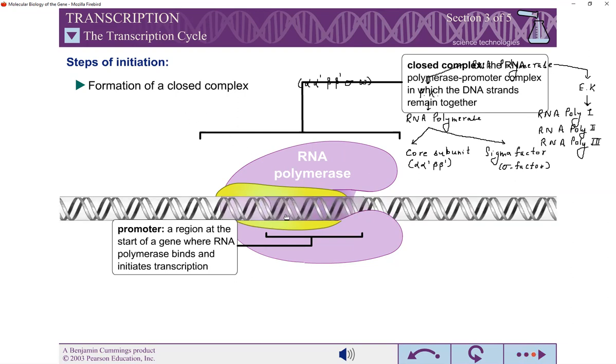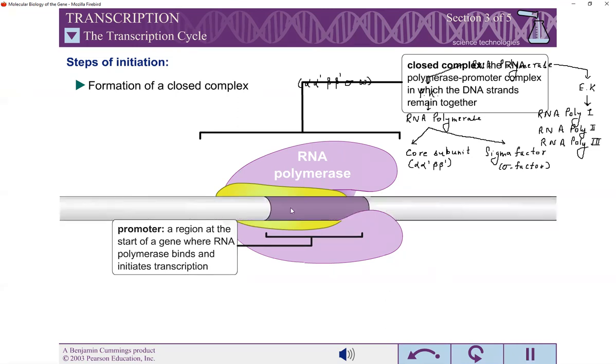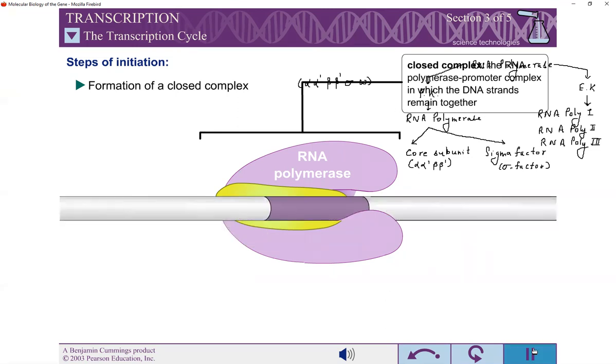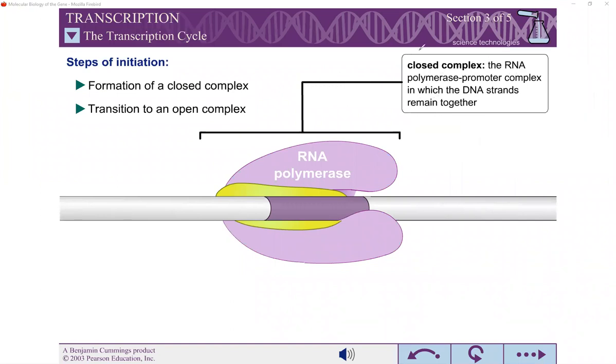Now, the DNA is going to be melted, and as the DNA is melted, it will form an open complex. In the second step, the closed complex undergoes a transition to the open complex. We will have to see in what manner the open complex is produced. So this is referred to as the first complex, the closed complex.